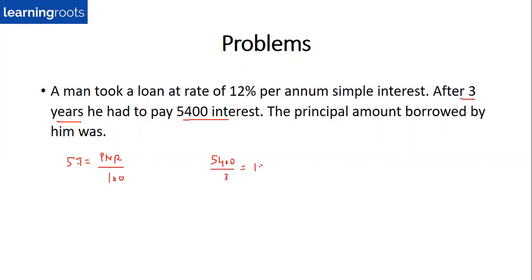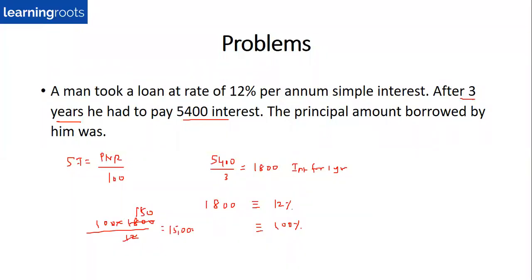So 5400 by 3, which is 1800, is the interest for 1 year, right? Now, this interest is being calculated at the rate of 12%. So 12% of something is 1800. So the only thing that I need to find now is if 1800 corresponds to 12% of something, what is 100% of it? So which is nothing but 100 into, I'll just cross multiply, 1800 by 12. So if you remember, 12 into 15 is 180. So you'll get 150 here, and that will give you 15,000 as the answer.